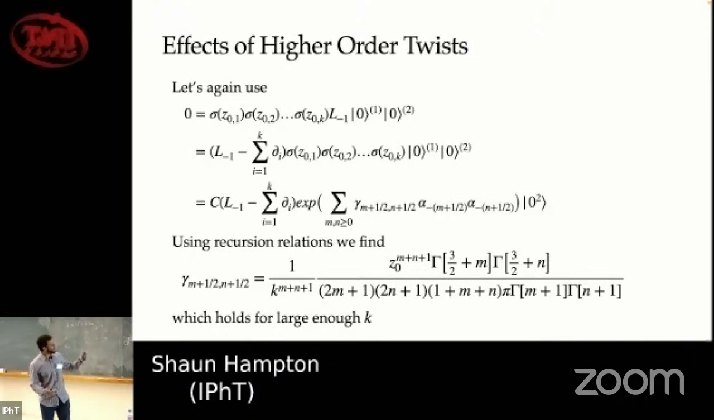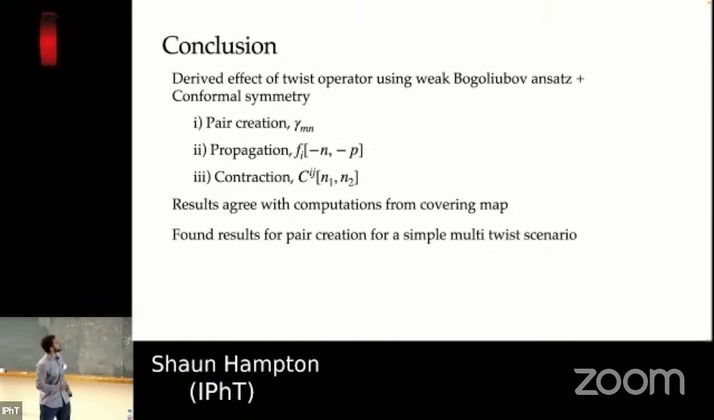And so this holds for large K, and when M and N are sufficiently large, because if K is large, the low energy excitations really aren't going to be there because the twists are so close together. And so you're only getting short distance physics because of the separation of the constituents made by the twist operator. This is one quantity that, with these arguments, we were able to compute.